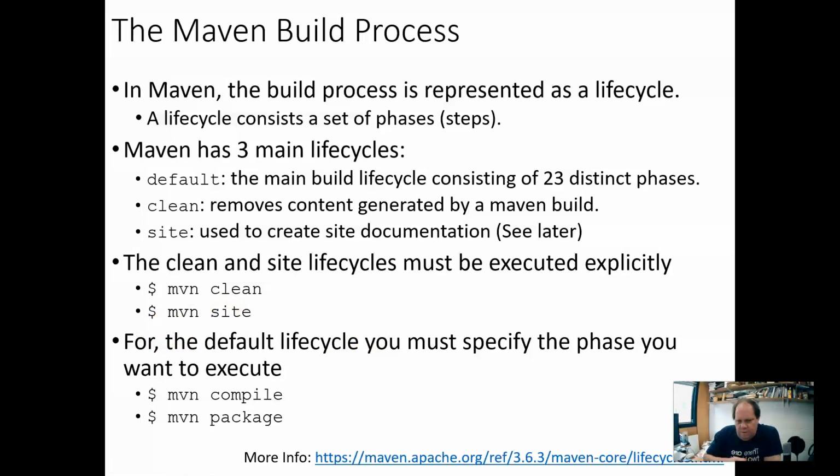So that's the clean life cycle. If you want to perform the default life cycle, you can't just type mvn. You can, but that will just perform the default behavior. If you want to do things in the default life cycle, you typically have to specify phases that you want to execute. For example, a commonly used phase within the default life cycle is the compile phase. This is the phase where the source code in the src/main/java folder gets compiled into class files. To run that phase, you simply type mvn compile. The package phase, which is a later phase in the default life cycle, basically creates the jar file.